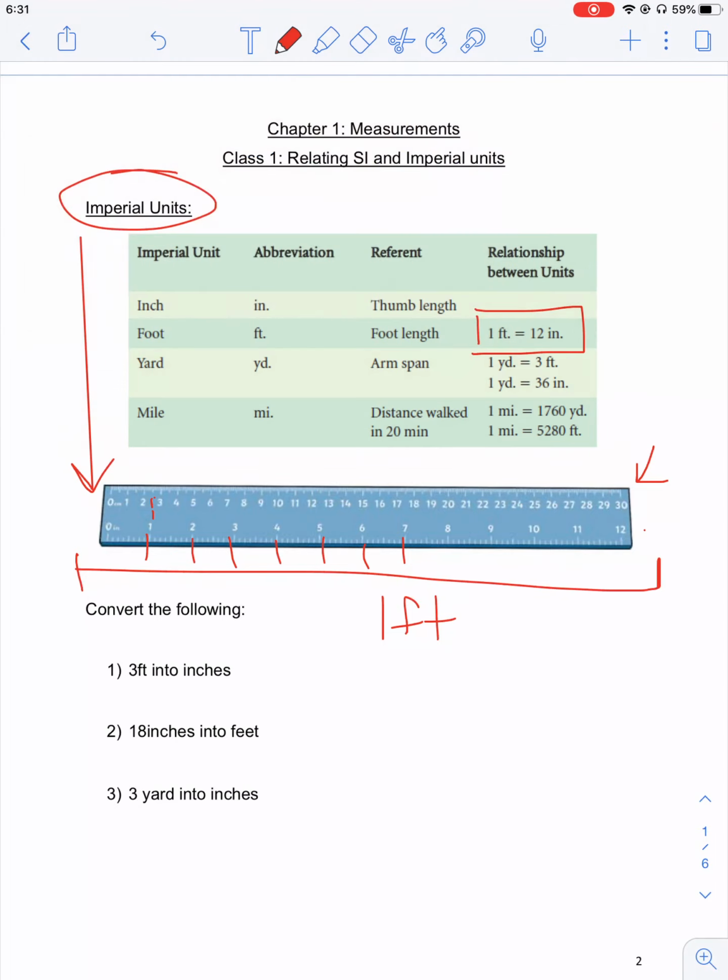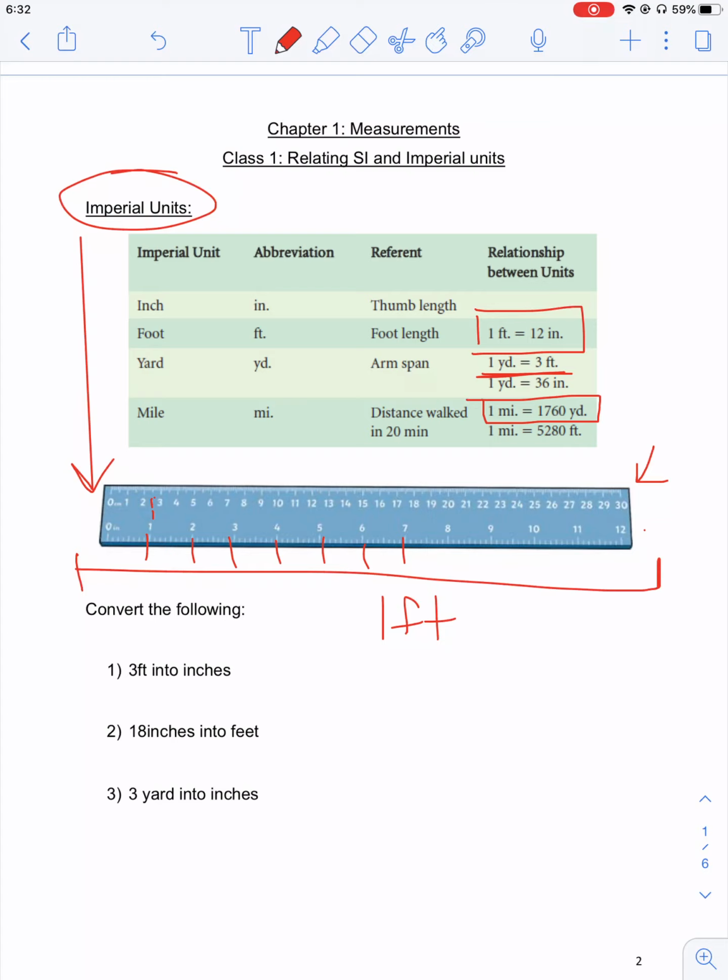Now there's also yard, okay? A yard is 3 feet. So if you put three rulers side by side, you're gonna get a yard, okay, which is close to a meter, right? Because three rulers is like 90 centimeters, right? So a yard is very close to a meter. And then finally, you also have a mile, which is 1,760 yards.